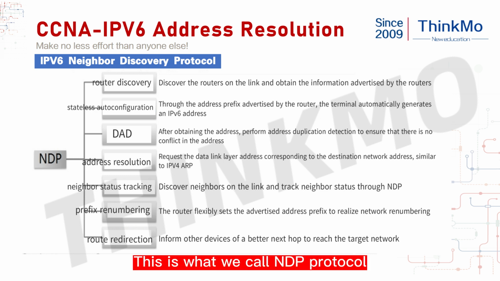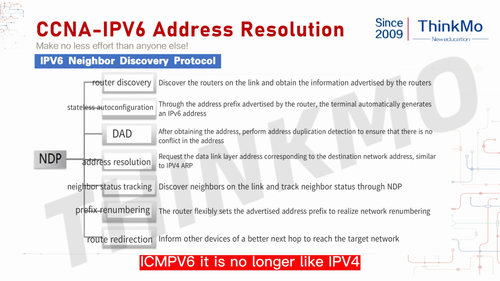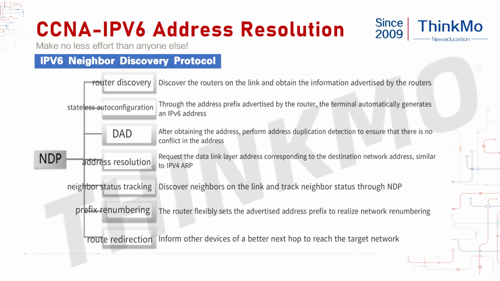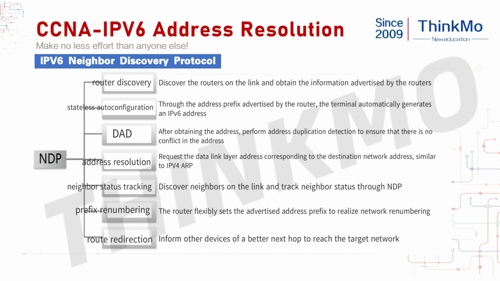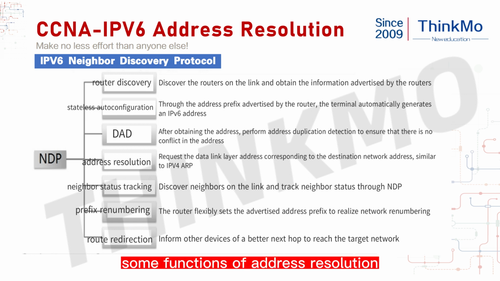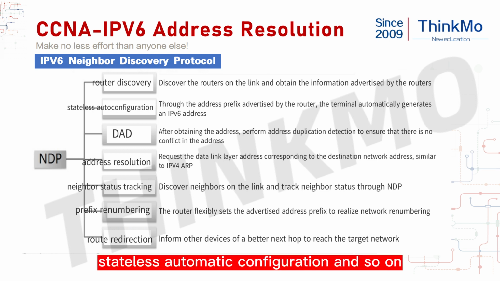This is what we call the NDP protocol. The functionality in it is based on ICMPv6. In IPv6, we call it ICMPv6. In IPv4, we call it ICMP. ICMPv6 is no longer like IPv4, which depends on ARP, the Address Resolution Protocol. It keeps these functions in its own hands. Because ICMPv6 is the equivalent of ICMP in IPv4, it can do some functions of address resolution itself, for example, router discovery, stateless automatic configuration, and so on.